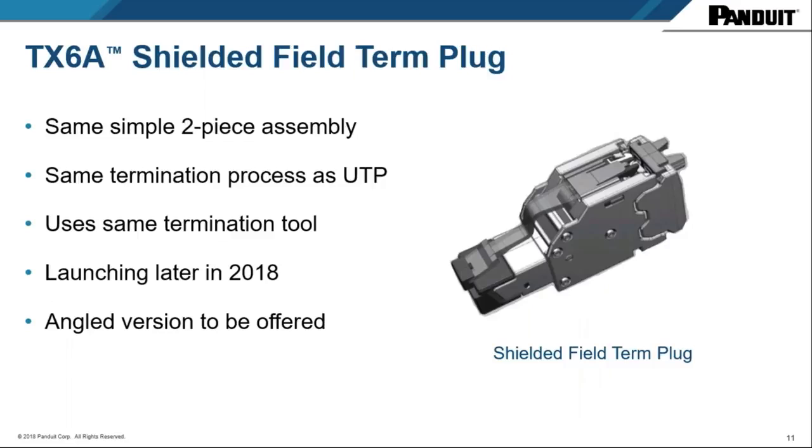Now, up to this point, we've looked at the unshielded UTP version of the field term plug. This is just to let everyone in the meeting today know that we are going to be introducing a shielded version of the field term plug. It's going to have the same simple two-piece assembly as what we just looked at. It'll involve the same termination process as the UTP, which is that TG style of termination with that nice wire cap that dresses and retains the wire mapping for us. It will use the same simple termination tools, which is just a little plastic handheld tool that can be put in your pocket and just helps to push the two parts together.